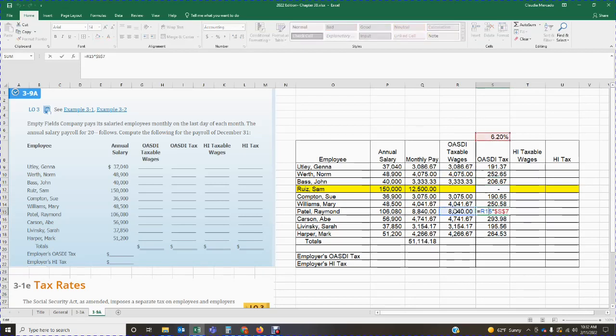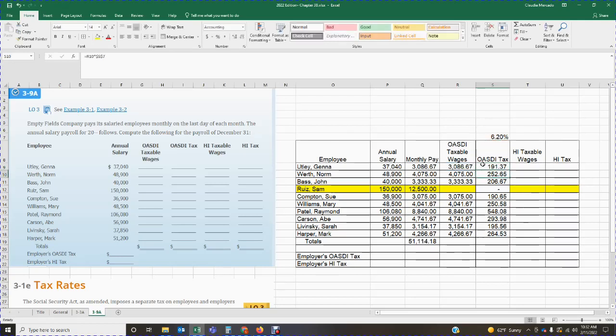It's all it's doing. It multiplies your taxable wages times your rate. By anchoring that cell S7, it allows the formula, whenever we scroll it down, to automatically refer back to that rate of 6.2%.